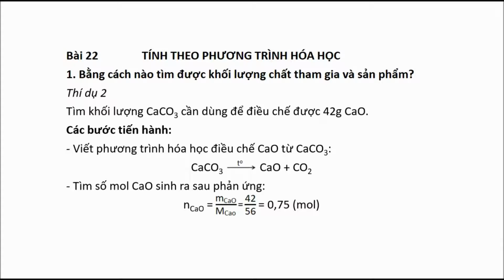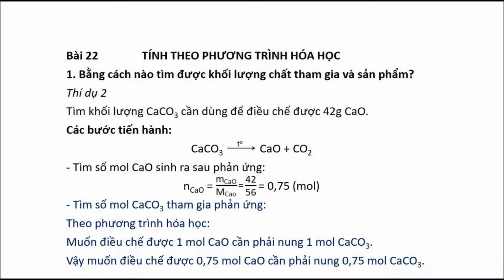Example 2. Calculate the mass of CaCO3 needed to prepare 42 grams of CaO. Procedure. Write the chemical equation for preparing CaO from CaCO3. CaCO3 heat to form CaO plus CO2. Find the number of moles of CaO formed after the reaction. nCaO equals mCaO over MCaO equals 42 over 56 equals 0.75 mole.